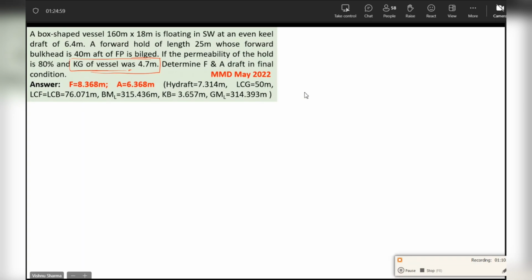Shade the lost buoyancy, mark all the things that we've been marking. Make the water plane at W1, L1. Diagram should be appropriate to the question. Don't mess it up.